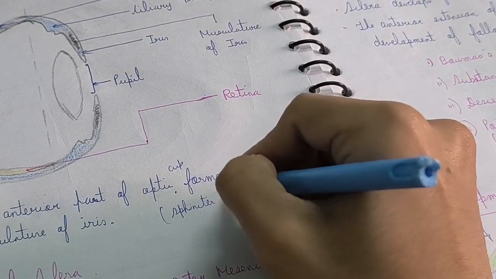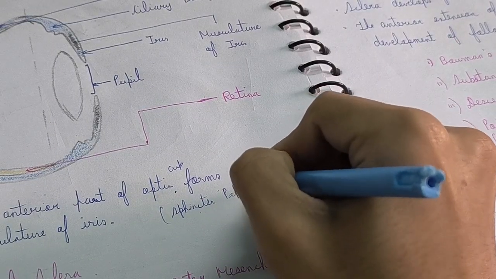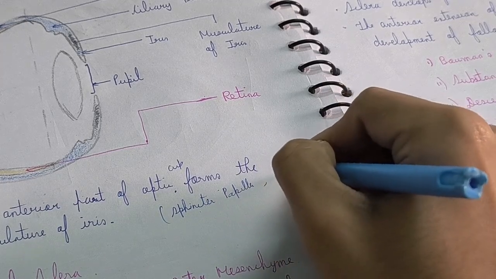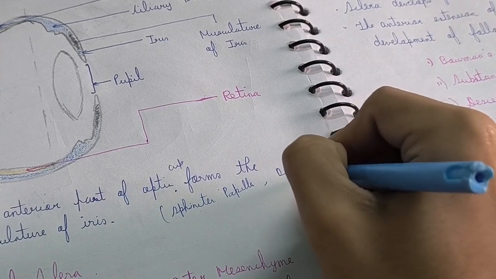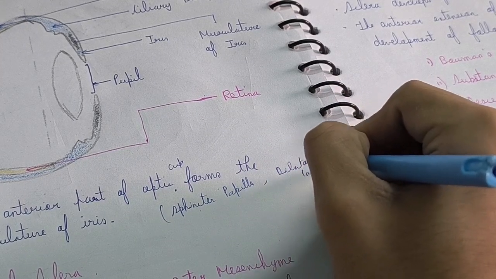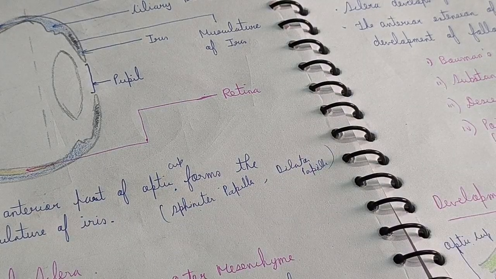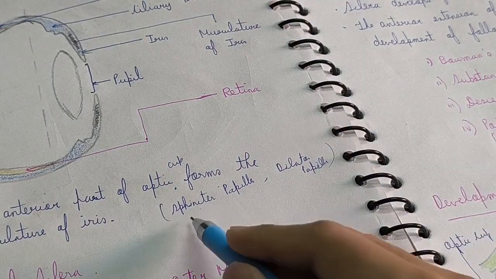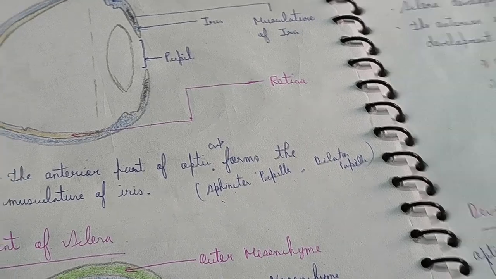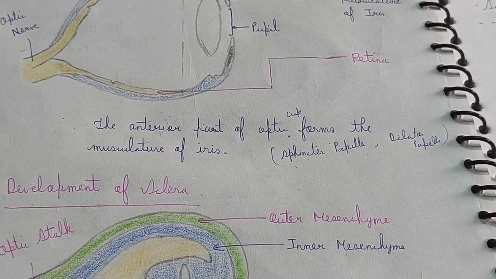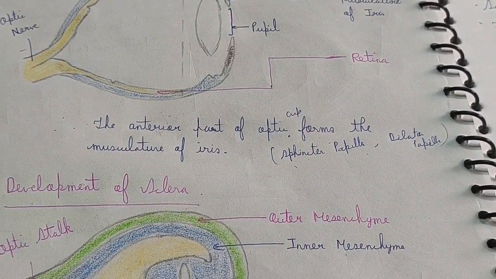The musculature of the iris consists of the sphincter pupillae and the dilator pupillae. These two muscles are present, and due to them, contraction and dilatation of the pupil occur. So that's about the development of the iris, choroid and ciliary body.